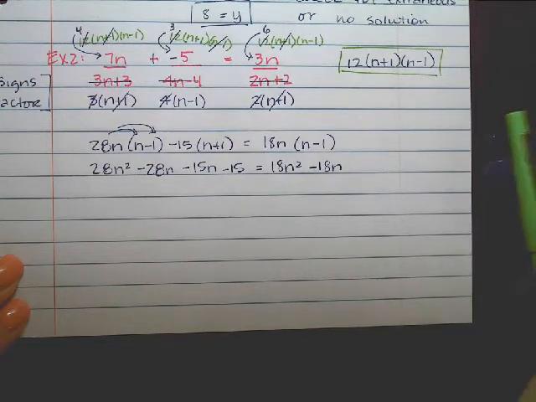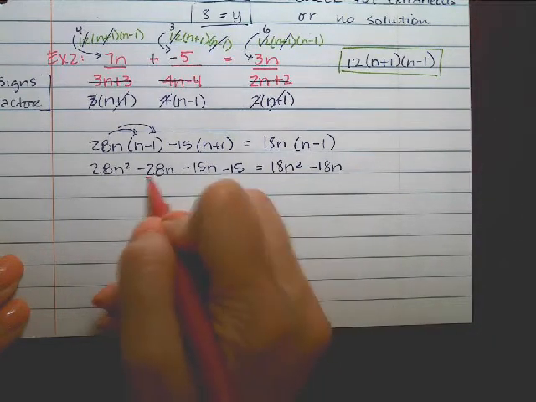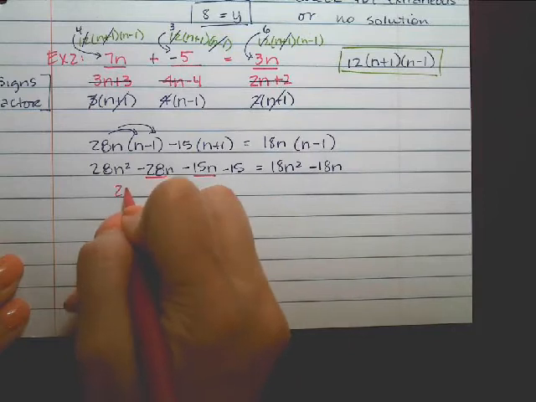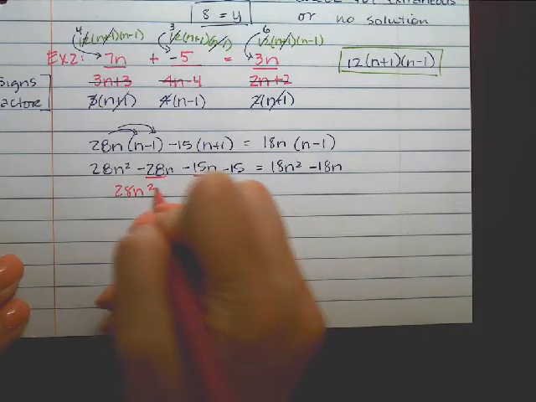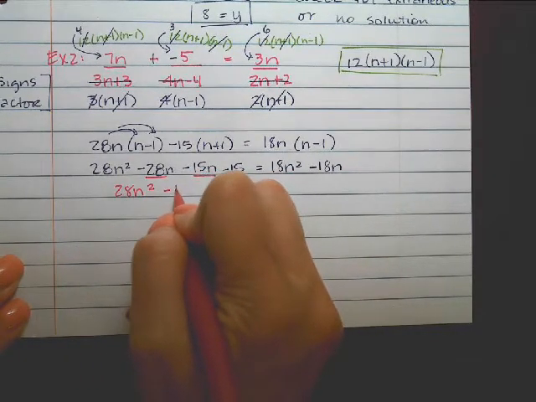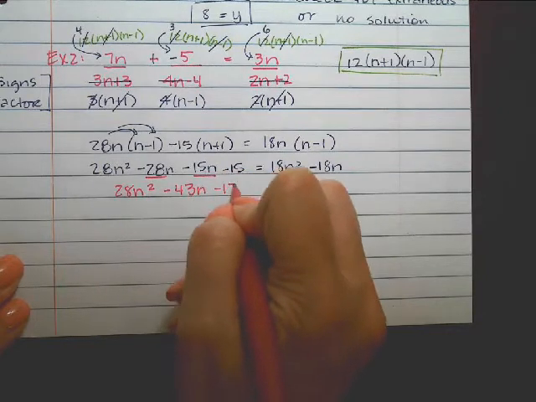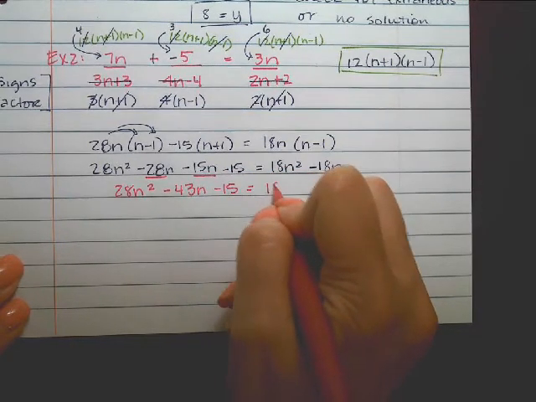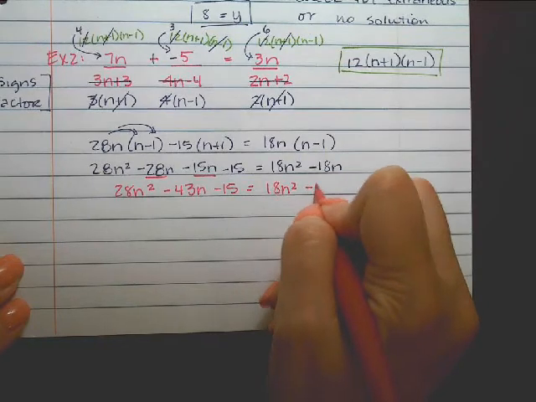Let's combine some like terms here. This becomes 28n squared minus 43n minus 15 equals 18n squared minus 18n.